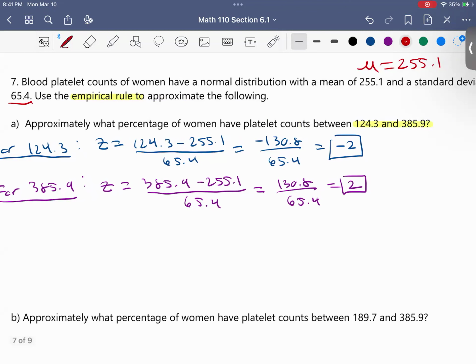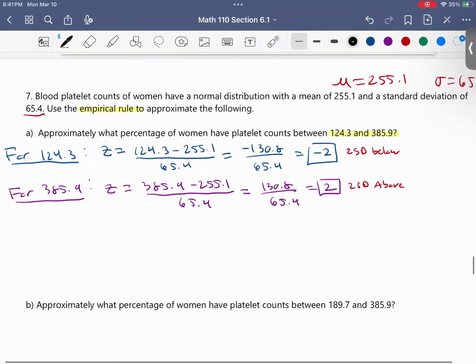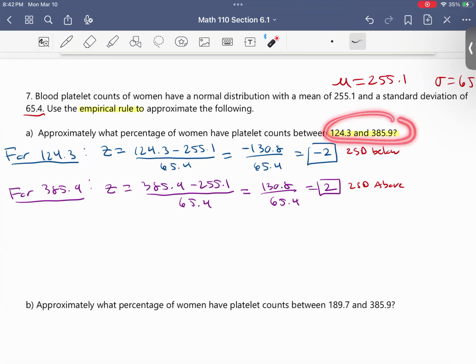So we got a z-score of negative 2, which means 2 standard deviations below, and a z-score of positive 2, which is 2 standard deviations above. Since we have 2 standard deviations above and below, by the empirical rule, 95% of data is between our given values. So let's go ahead and write that out.